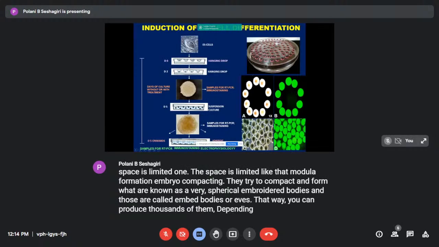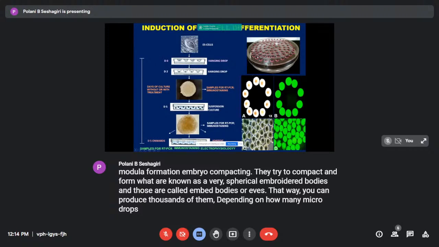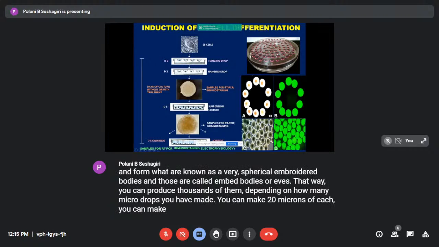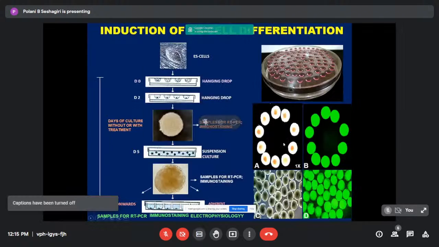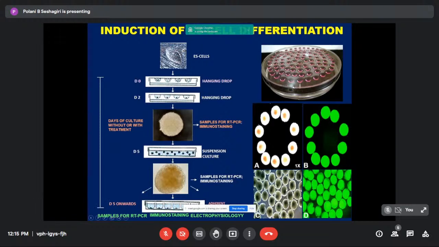That way you can produce thousands of them. Depending on how many microdrops you have made, you can make 20 microdrops of each. You can make 5,000, 100, 2,000, whatever number, you'll get that many. So this actually has a mixture of ES cells. It will also have some ectodermal cells, mesodermal cells, endodermal cells, differentiated, but they cannot go any further.